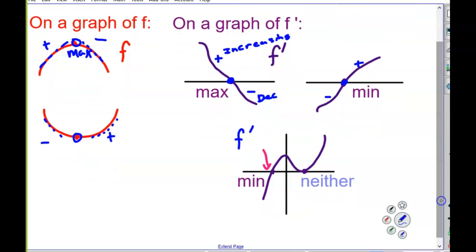What if I gave you a graph that looks like this? Okay. And you know that this is the graph of the derivative. You should be able to look at that and say, oh, these slopes are below the x-axis and above, so there has to be a minimum.